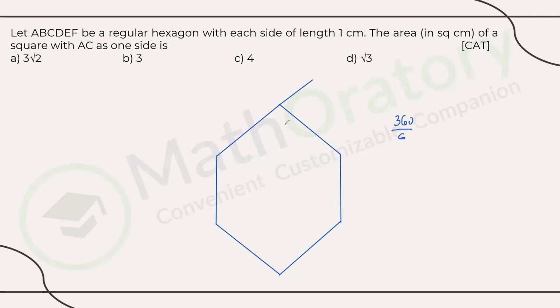Because there are 6 vertices, each vertex has one exterior angle. So each of the exterior angles should be 60 degrees, right? Implying each interior angle should be 120 degrees, because the total will be 180. Correct, idea correct.